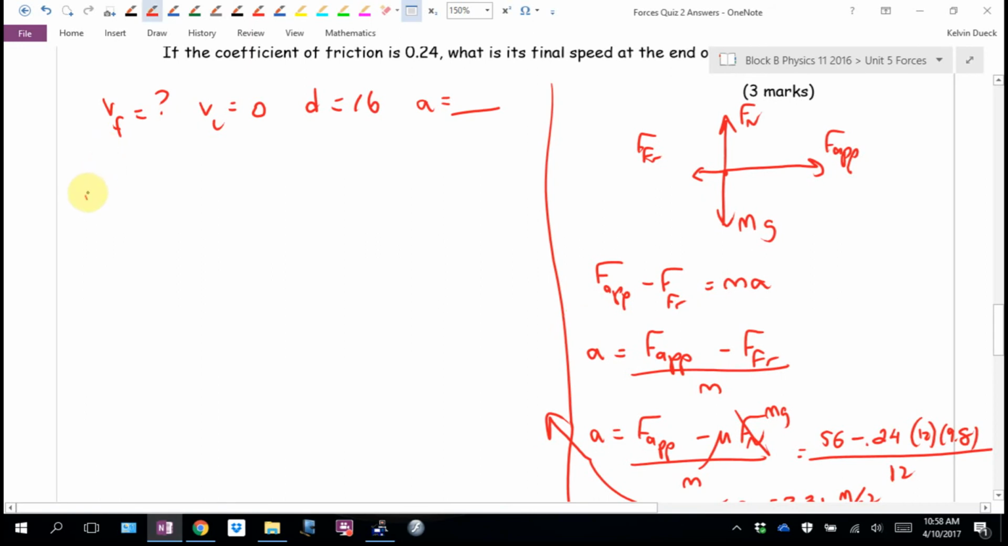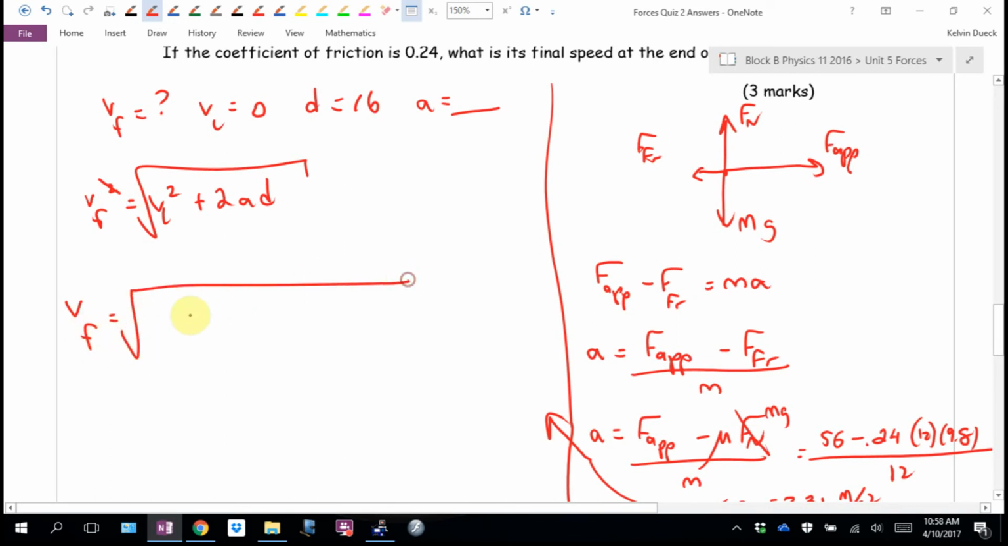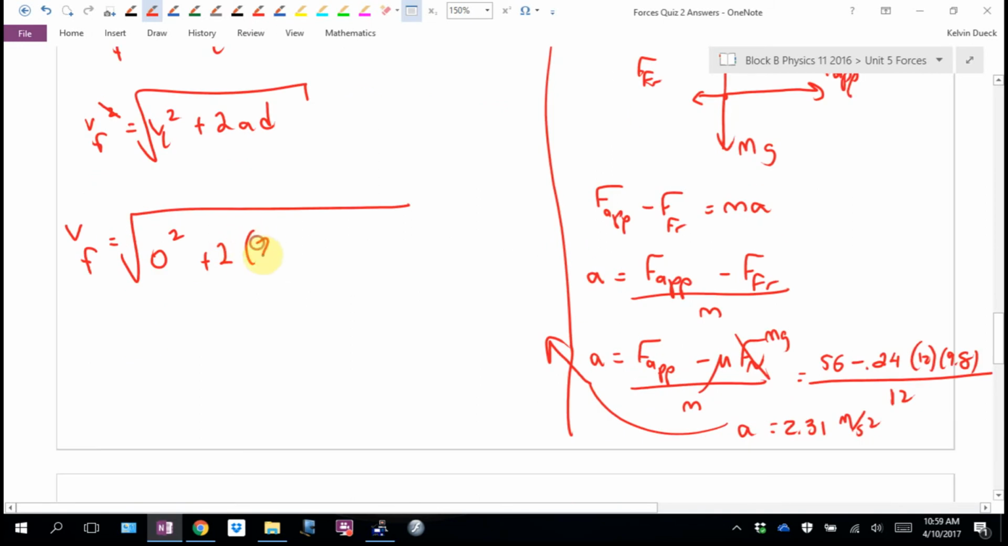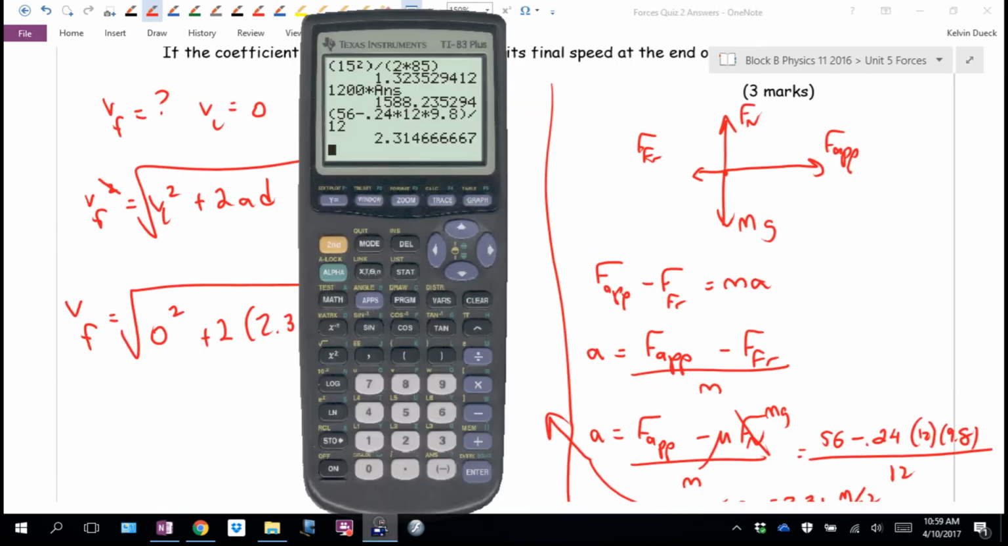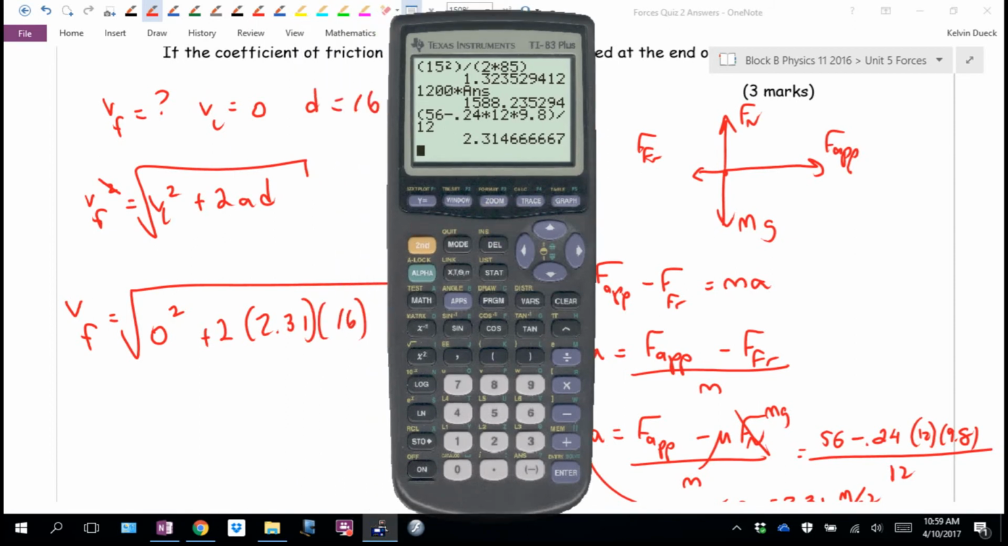I think here I'm going to go VF squared equals VI squared plus 2AD, and I want to get the VF by itself. How would I get rid of a squared? So VF is going to be the square root of 0 squared plus 2 times 2.31, but you know I'm using my answer button there. D is 16? Okay. Is the 0 squared going to make a difference at all to this? I'm not going to bother writing it. It's going to be 2 times answer button times 16.